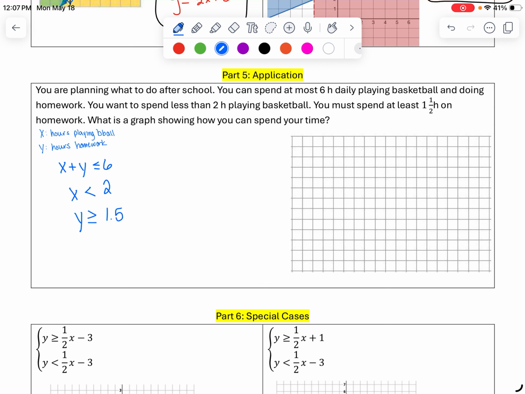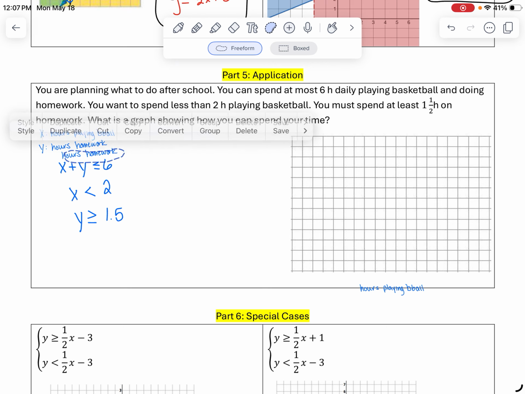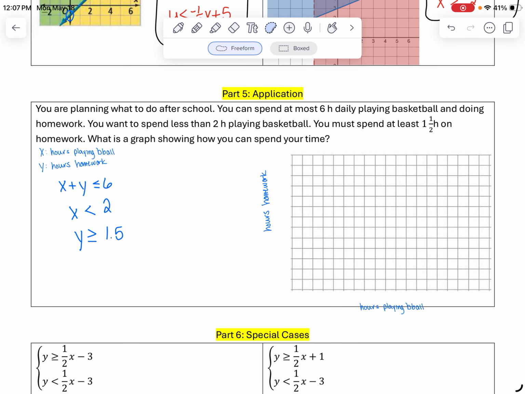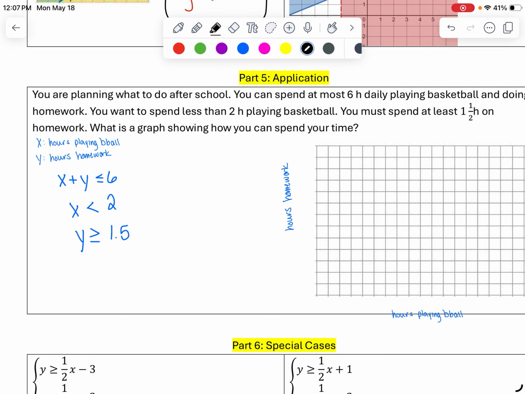Hours playing basketball is my x-axis. Hours doing homework is my y-axis. The first graph, my blue highlighted graph, whoops, I forgot I changed my highlighter to be so silly. That's going to be y is less than or equal to negative x plus 6. I think I can count by ones: 1, 2, 3, 4, 5, 6. Down 1 over 1 until I reach the bottom. And this will be shaded below.